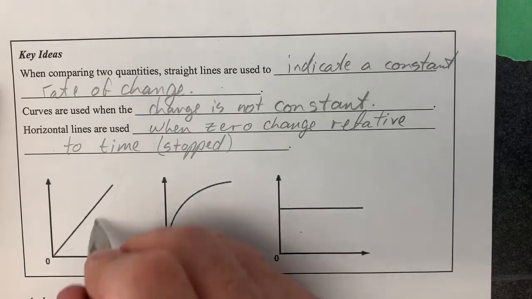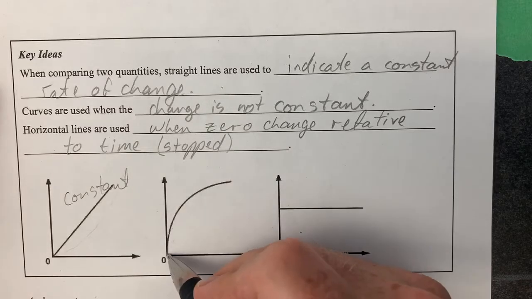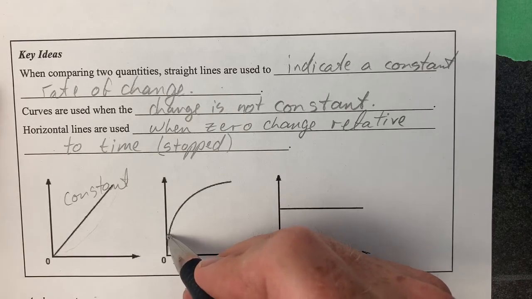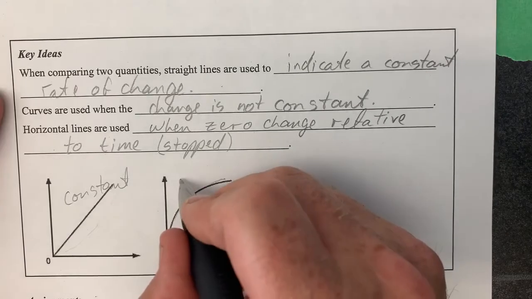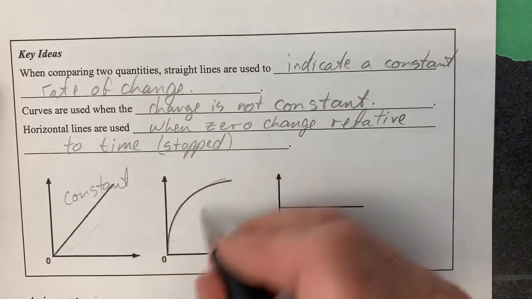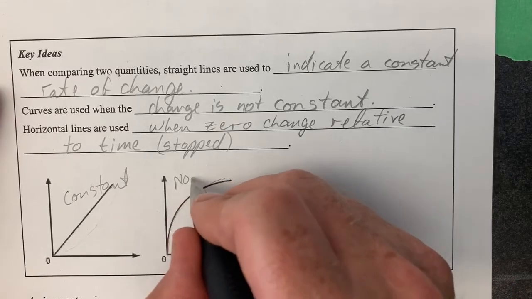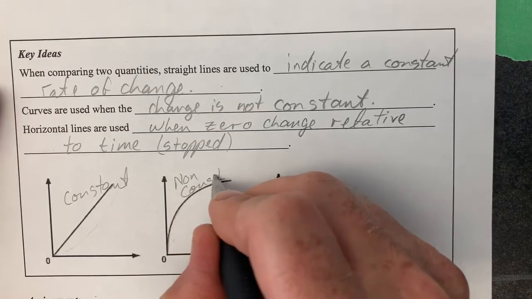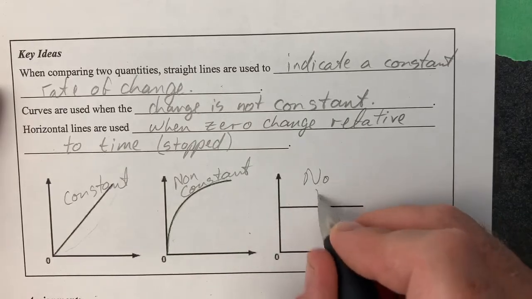So yeah, this would be a constant rate of change. Here you're increasing super fast, but then you're kind of slowing down, right? So this would be non-constant. So maybe this is decelerating. Accelerating would probably look like the other one. So non-constant. And this would be no rate of change. No rate of change.